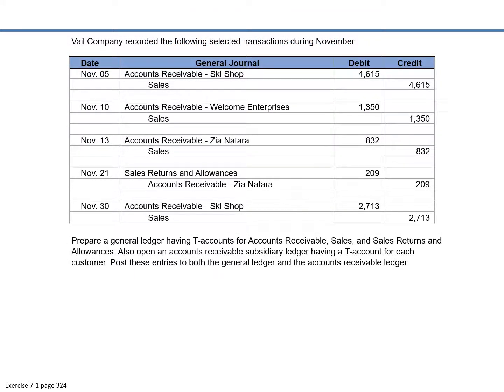All right, so exercise 7.1. Vail Company recorded the following selected transactions during November. They want us to prepare a general ledger having T accounts for account receivable, sales, sales returns, and allowances. And then also open an accounts receivable subsidiary ledger having a T account for each customer. Post the entries to both the general ledger and the accounts receivable ledger.